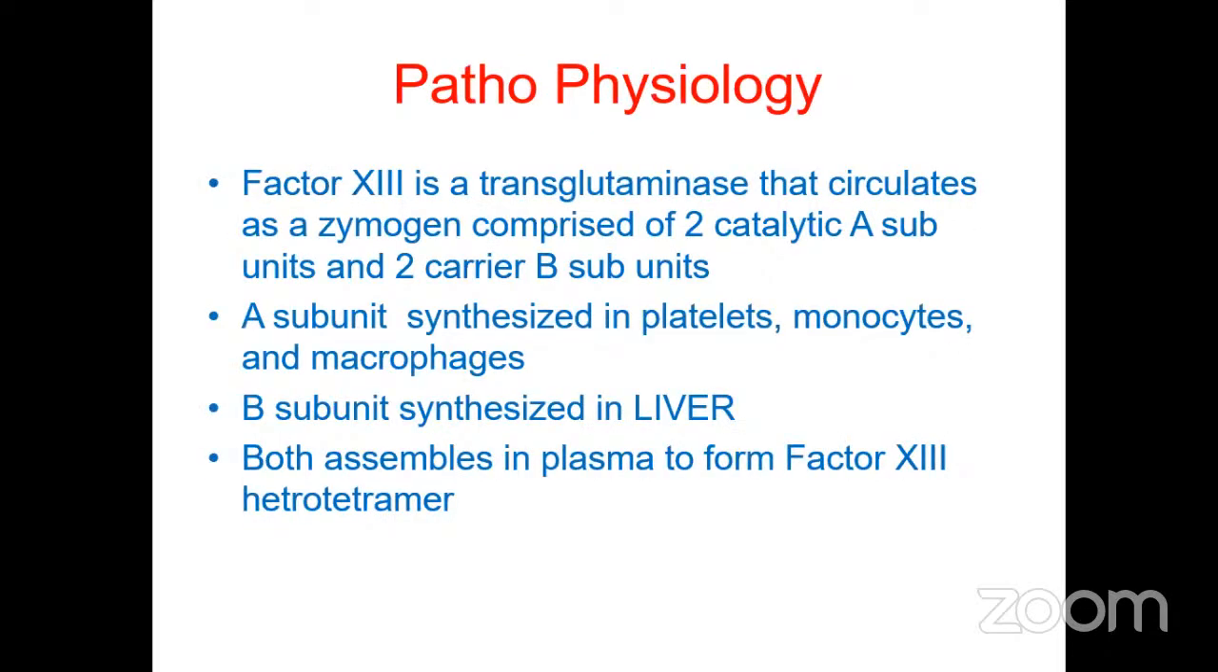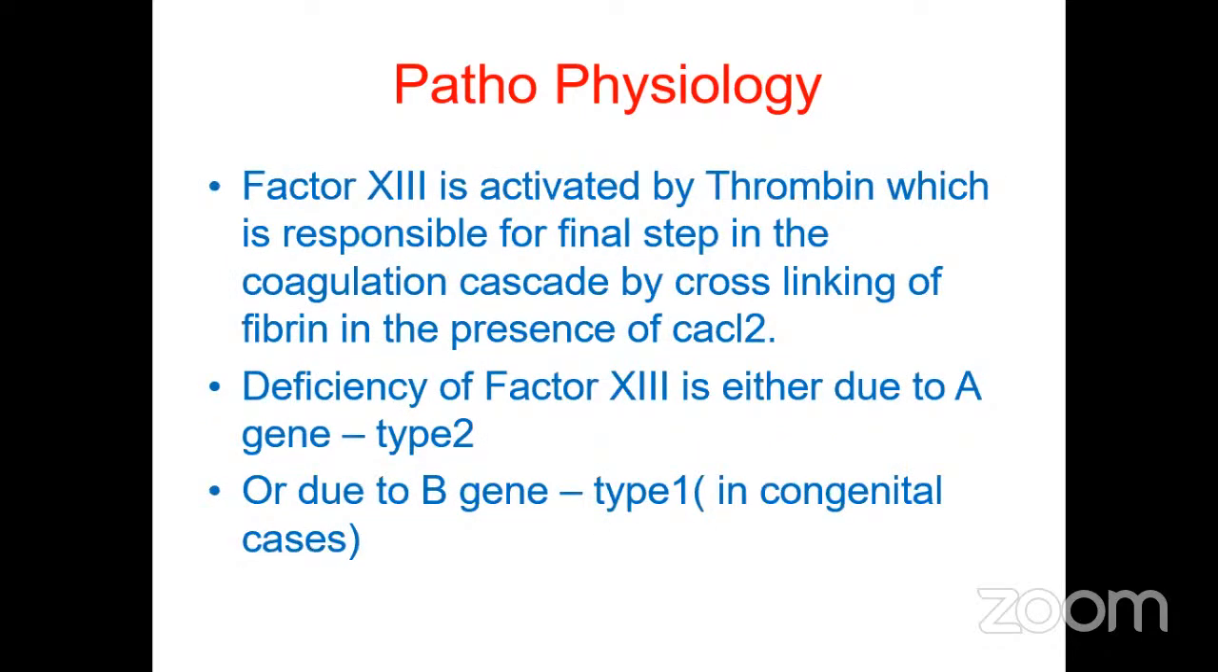Pathophysiology. Factor 13 is a transglutaminase that circulates as a zymogen comprised of 2 catalytic A subunits and 2 carrier B subunits. The A subunits are synthesized in platelets, monocytes, and macrophages. B subunits are synthesized in the liver. Both these units enter into plasma and assemble together to form the factor 13 heterotetramer. This factor 13 is generally activated by thrombin. It is responsible for the final step in our coagulation cascade in the presence of calcium chloride.